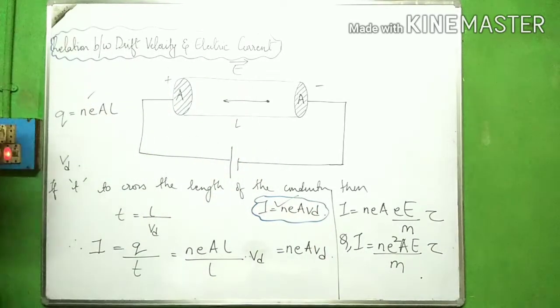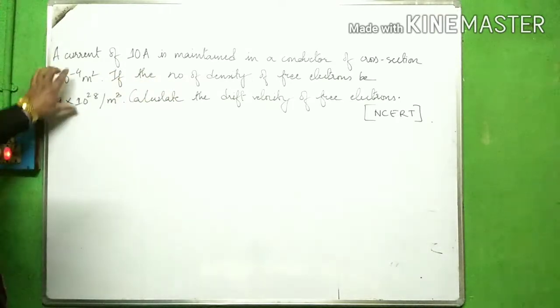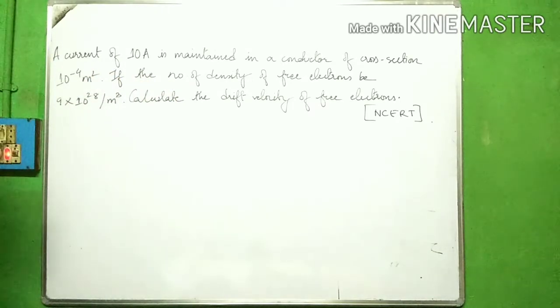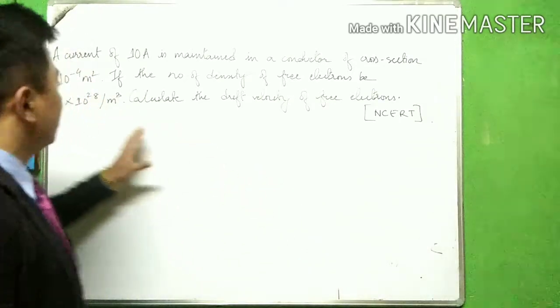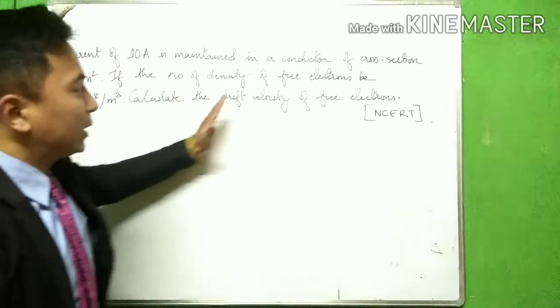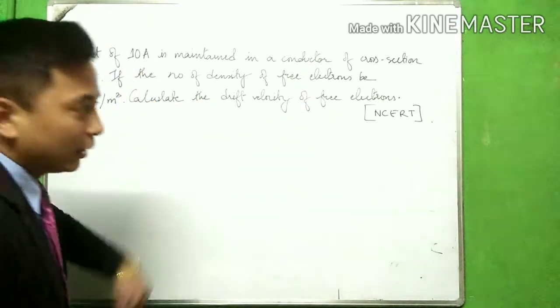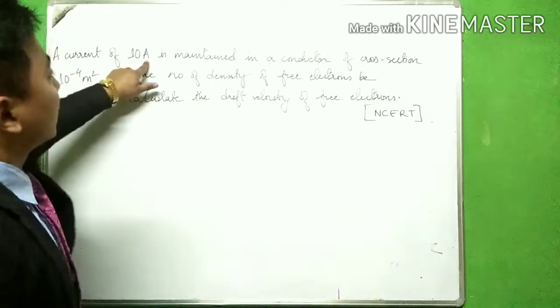Till then, please pause the video and note it down. Now the question: a current of 10 ampere is maintained in a conductor of cross section 10 to the power minus 4 meter square. If the number density of free electrons is 9 into 10 to the power 28 per meter cube, calculate the drift velocity of free electrons. So we have to calculate the drift velocity when the current is given.